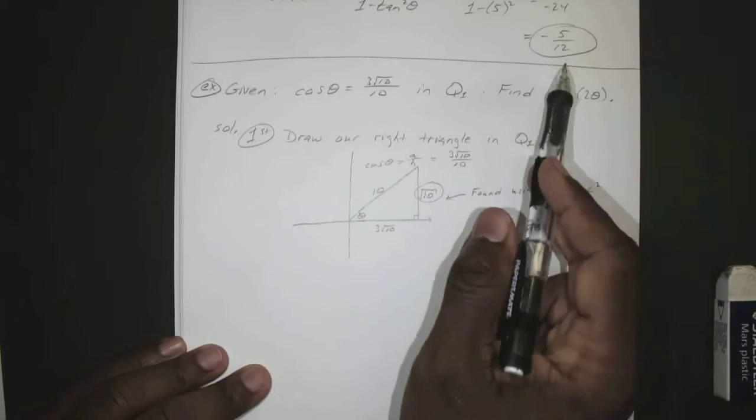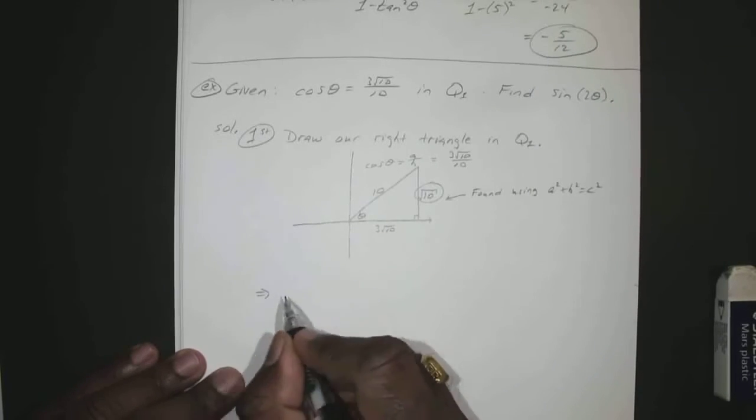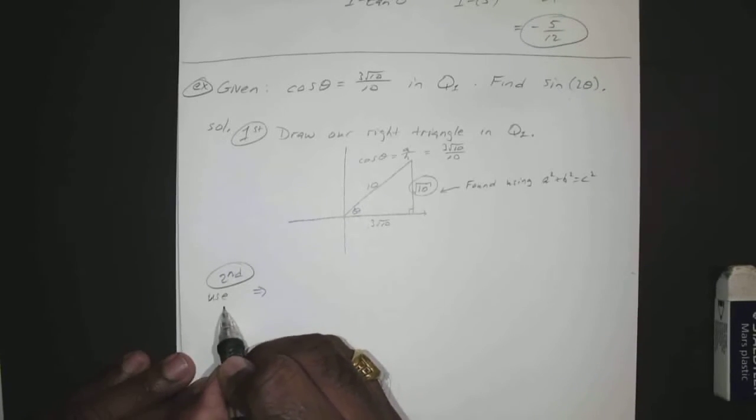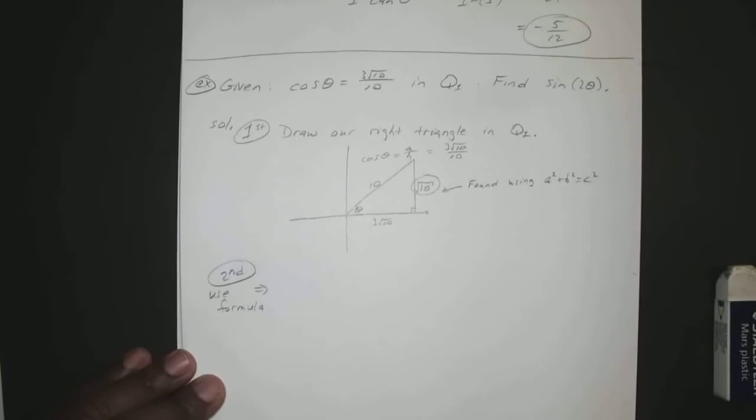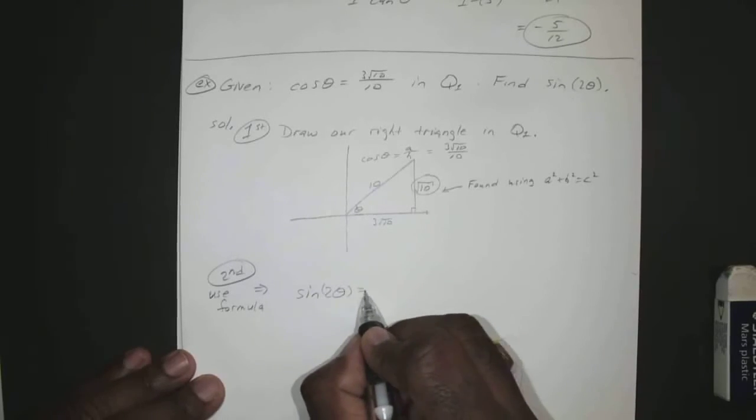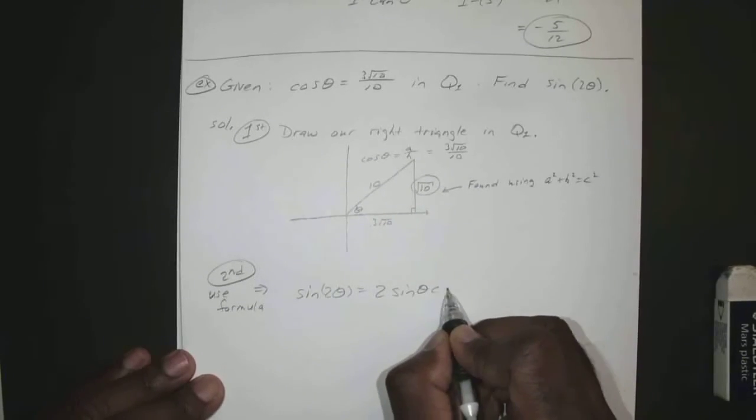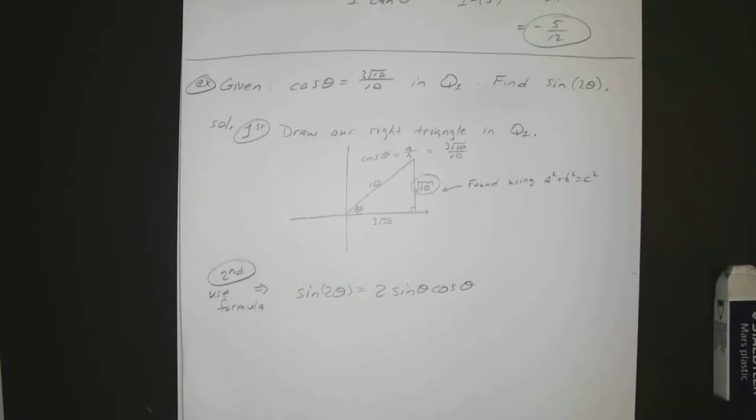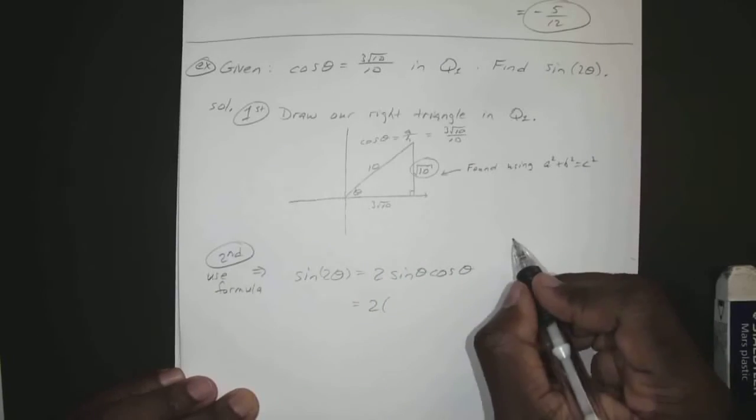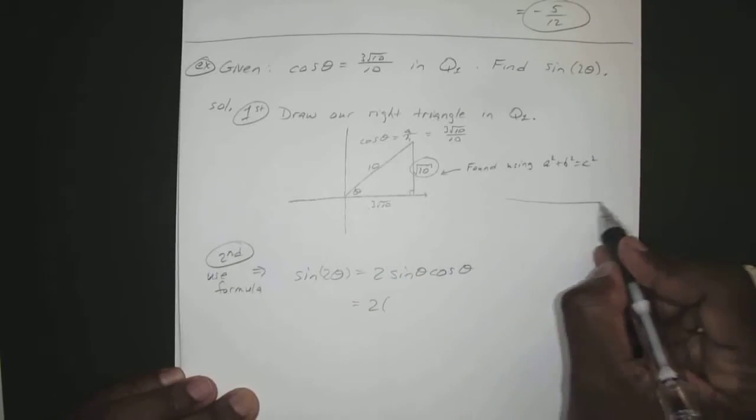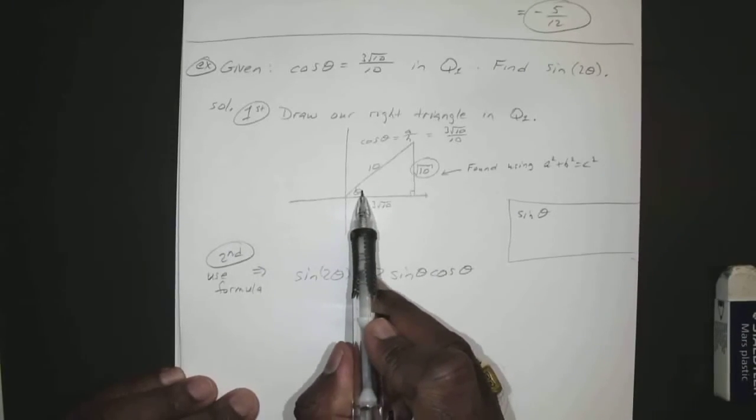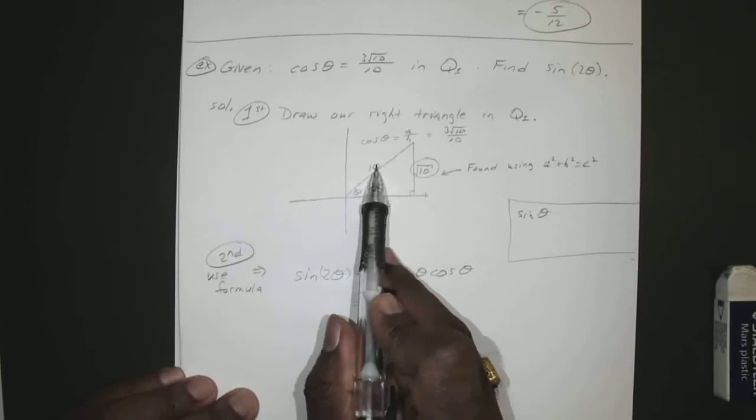Okay. So since we're looking for sine of 2 theta, second, use the formula. Sine of 2 theta is equal to 2 times sine of theta cosine of theta, which is equal to 2, our sine of theta. Actually, put that right on the side here. Sine of theta, which is opposite over hypotenuse, is square root of 10 over 10.